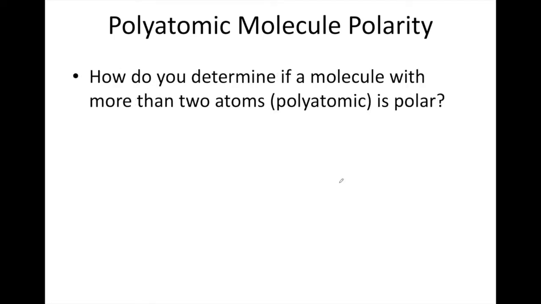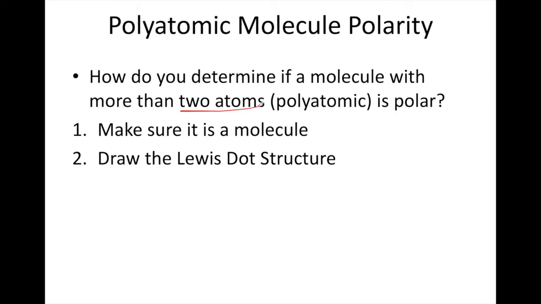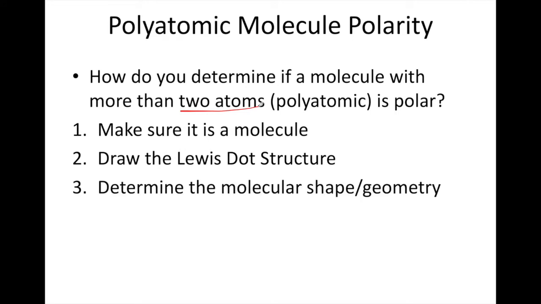So how do we determine if a molecule with more than two atoms, a polyatomic molecule, is polar? We've already looked at how to do it for molecules with just two atoms, but what about molecules with more than two? Well, first thing, we always have to check to make sure we are talking about a molecule, not an ionic compound, a metal, or a network covalent compound, because for those types of substances, polarity doesn't apply. So if we do have a molecule, we must always start by drawing our dot structure. Then we must determine the molecular shape or molecular geometry.